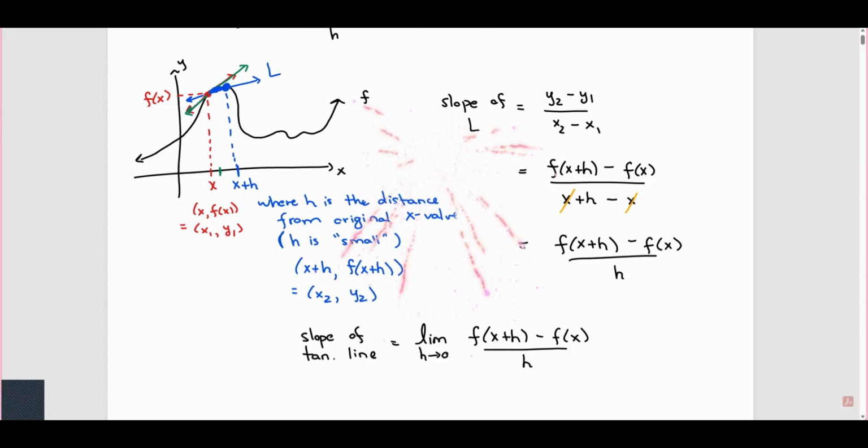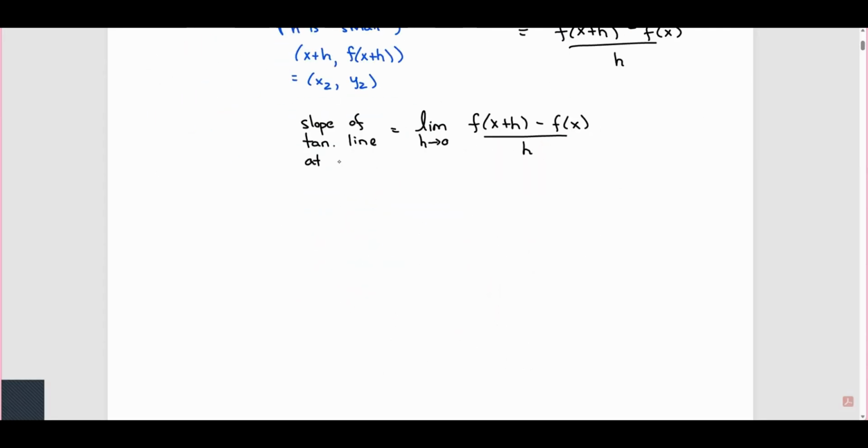And there you have it. This gives us the slope of our tangent line, I should say, at that specific point, x, f of x. And we use the notation f prime of x.